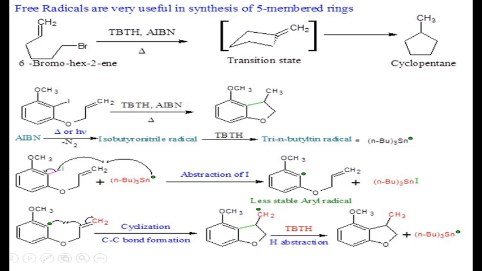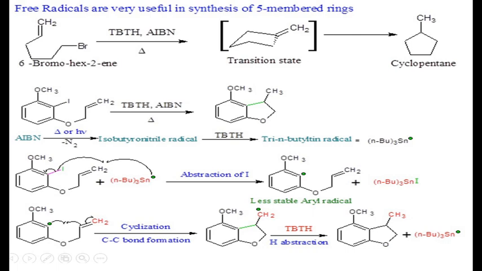Reaction between tributyl tin hydride and AIBN gives the tri-n-butyl tin radical, which we have studied a number of times. AIBN and tributyl tin hydride, on heating or irradiation with light, generate the tri-n-butyl tin radical. Don't forget it.